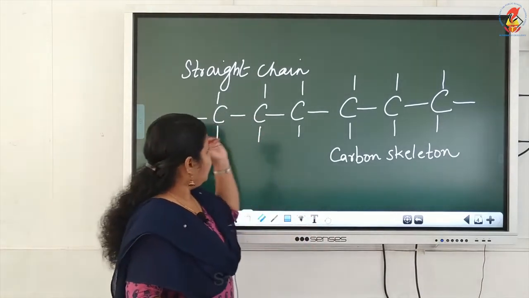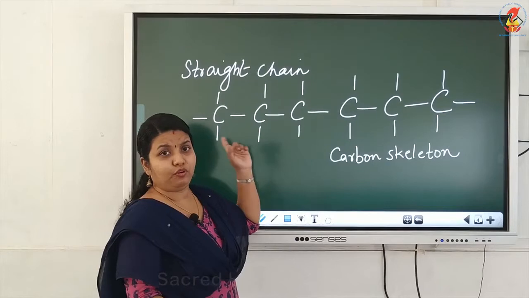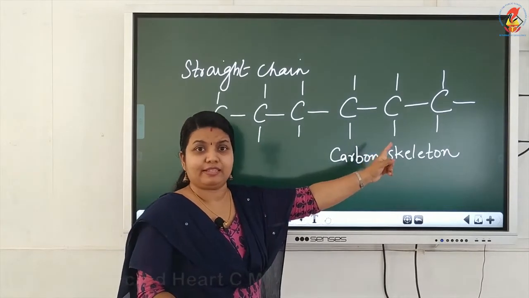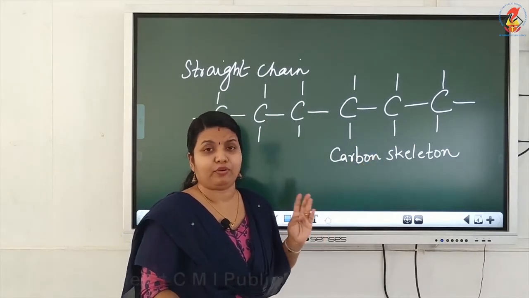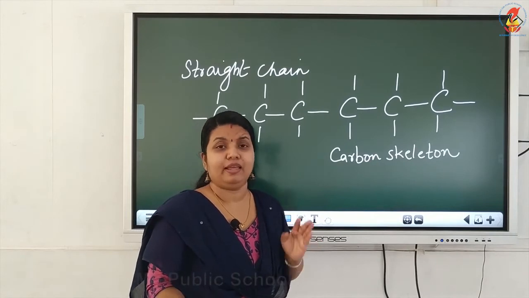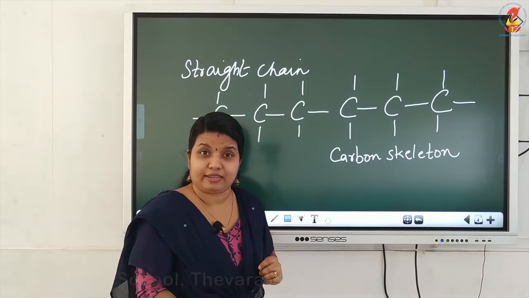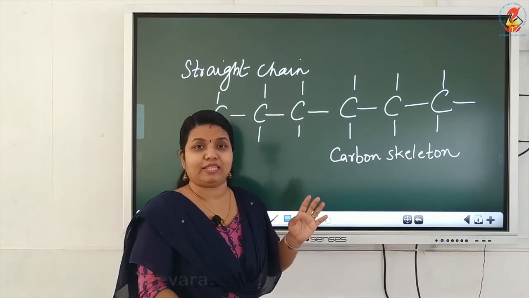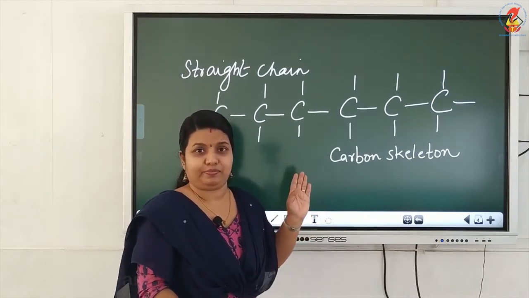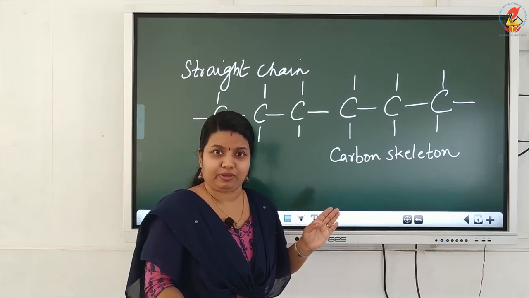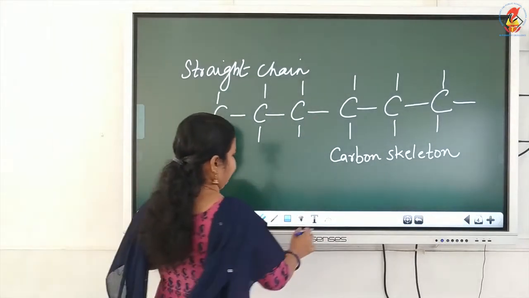Carbon joins with other carbon atoms to form a long chain in straight chain, where all the 4 valencies of all the carbon atoms are satisfied. Writing like this is known as a carbon skeleton, where only the carbons are represented with their valencies. No other elements are shown. So this is a straight chain.